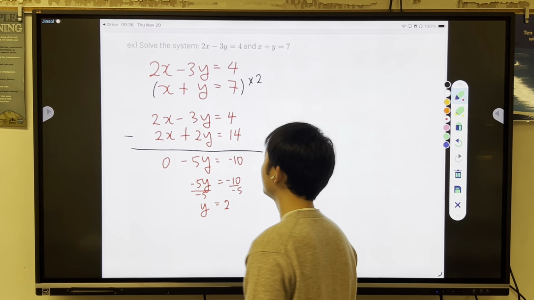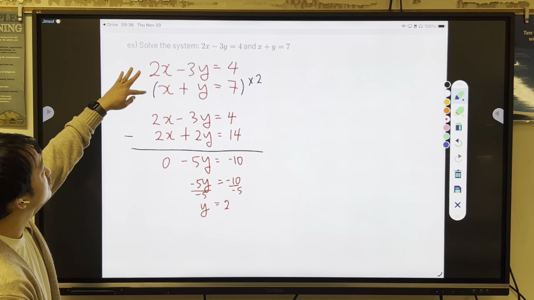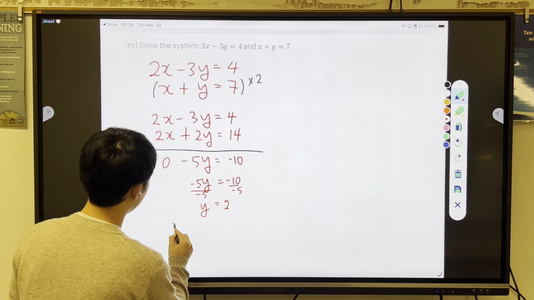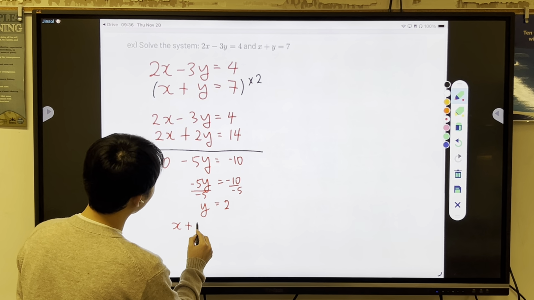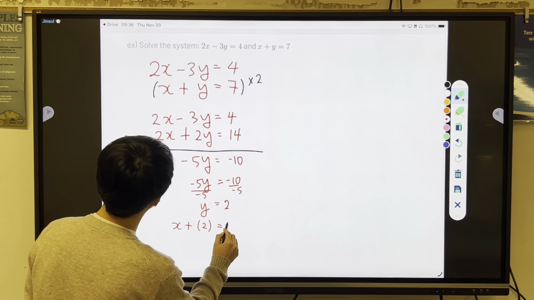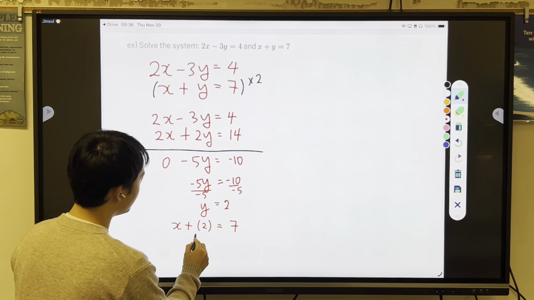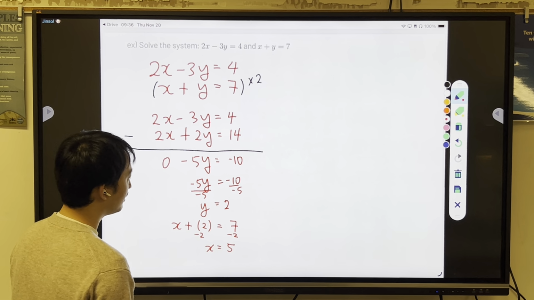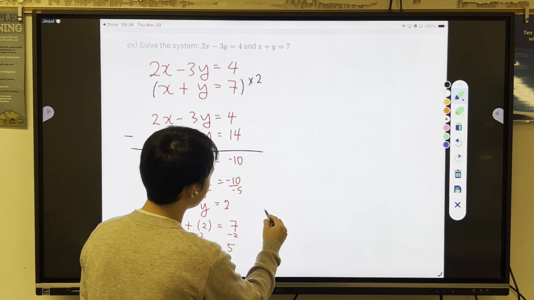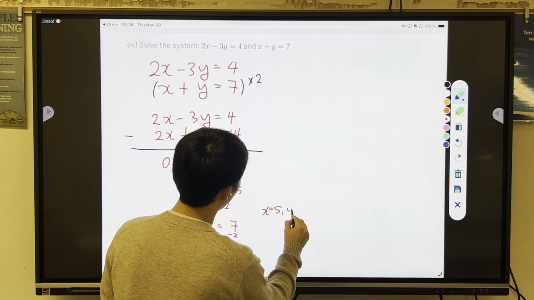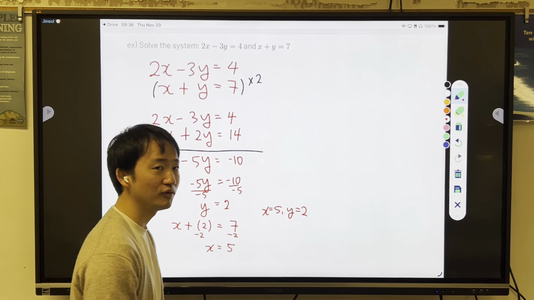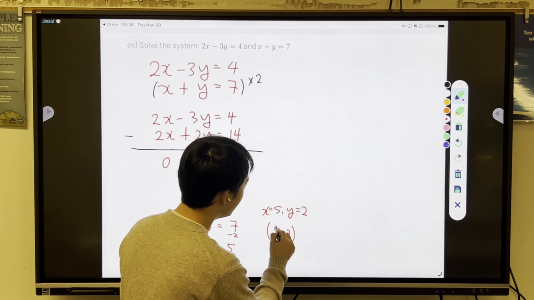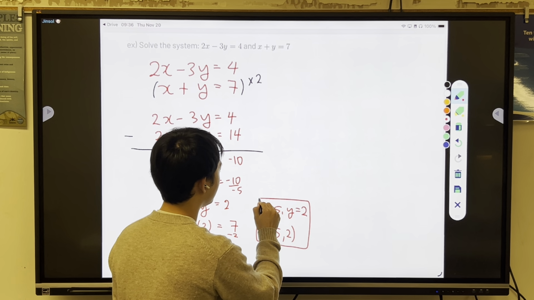Let's solve for the other variable as well. I can use either of the two equations here, but I think using the second one will just be easier for my life. So let's replace y with 2. Make sure you use a bracket here. So do minus 2 on both sides. My x is equal to 5. So therefore, my final answer is x equals 5 and y equals 2. Or if you want to write it as an ordered pair, you can do that too. 5 comma 2 is also a good answer.